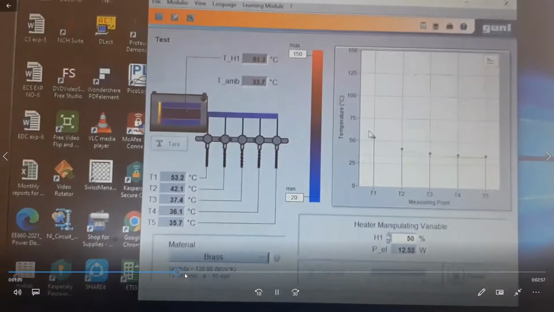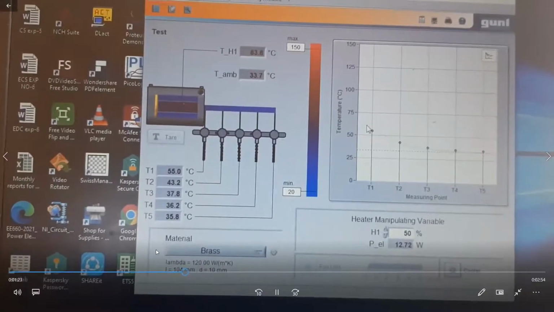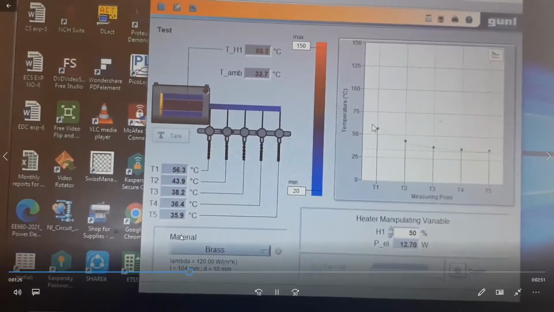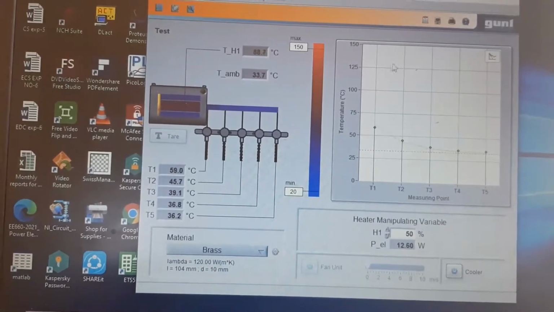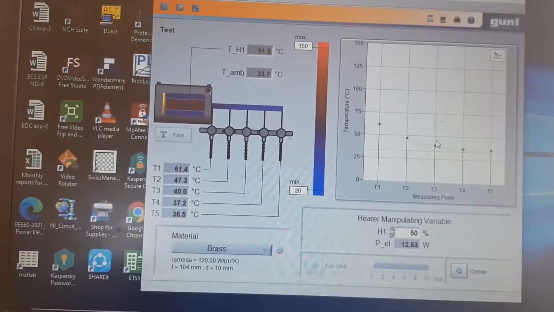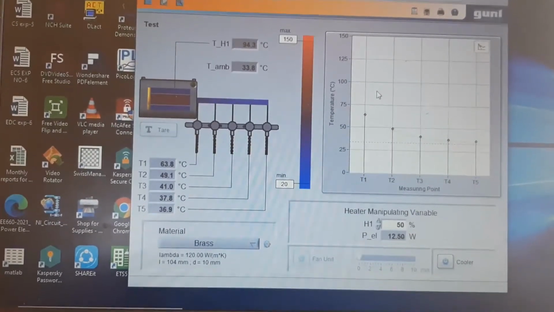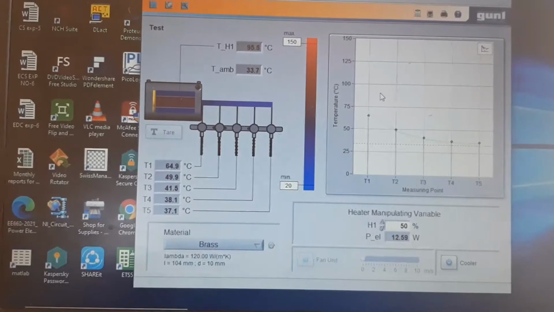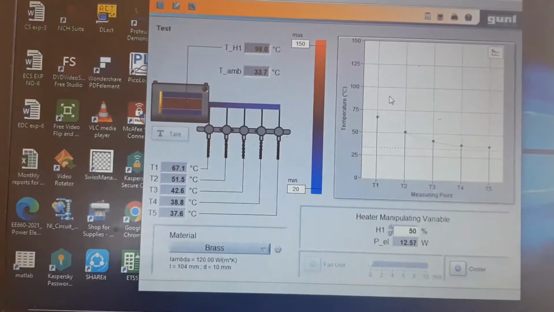Here is the heating temperature curve for these different metals in the same sheet. That means in the same sheet you have to draw for 3 metals: aluminium, copper, and brass. Then you can differentiate. By looking at the temperature curve, you can understand low conductivity or high conductivity. So this practical is about distinguishing the conductivity of different metals.